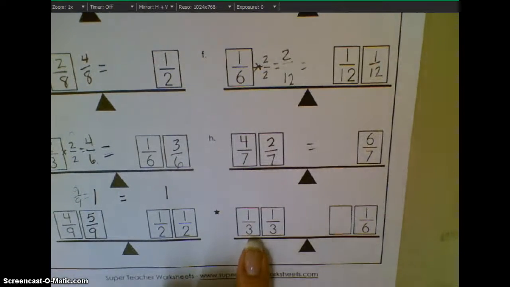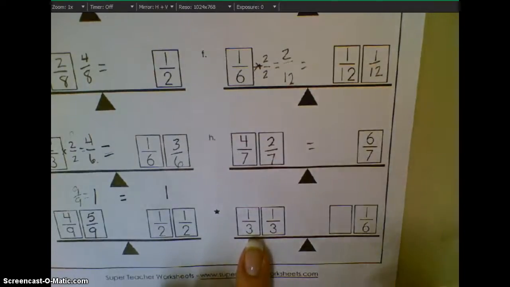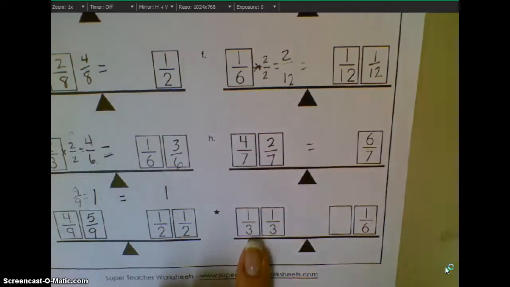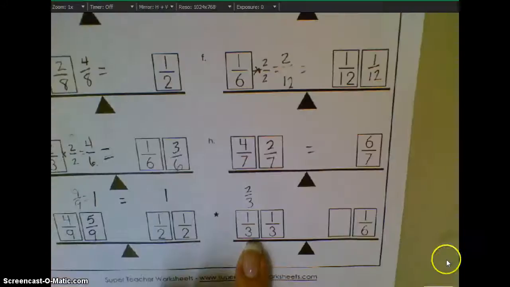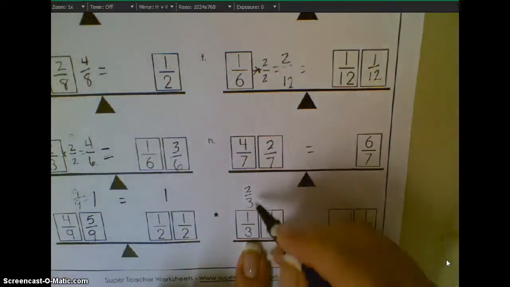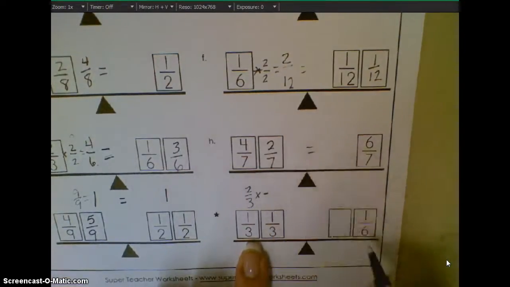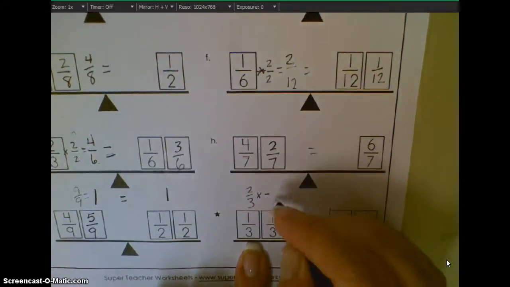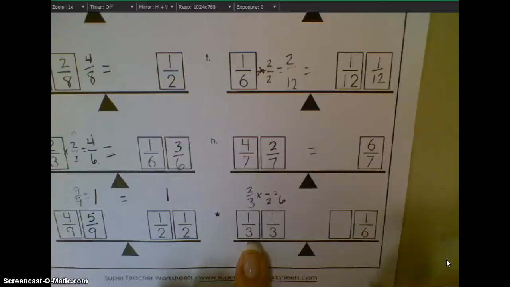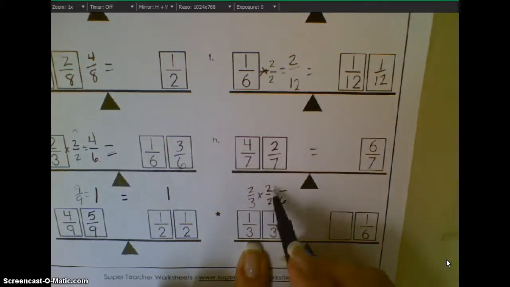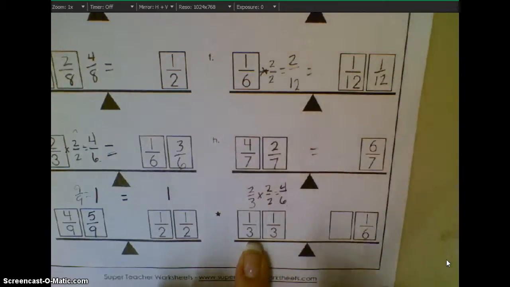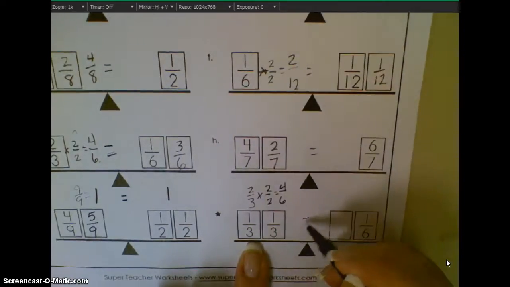This one, I've got thirds and I've got 6ths. So we've got to think of some common denominators here. 1/3 and 1/3 together will equal 2/3. And then for my 2/3, I'm going to multiply that by 2/2. And I'm doing 2/2 again because I want it to have that common denominator of 6. And I know that 3 times 2 will equal 6. So if I go 2/2 here, 3 times 2 is 6, 2 times 2 is 4. So I need it to equal 4/6.